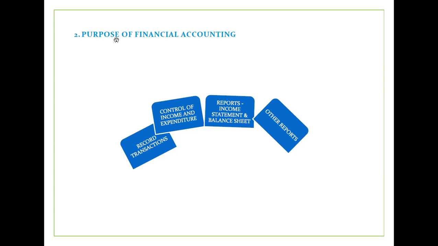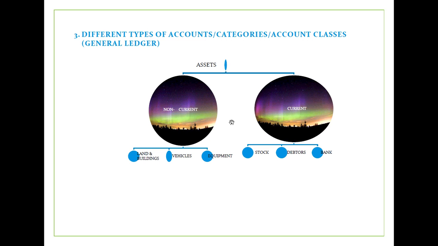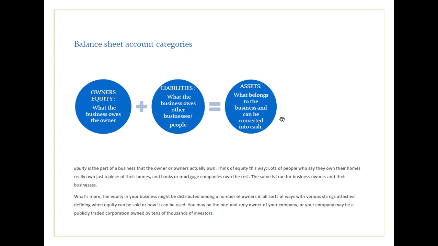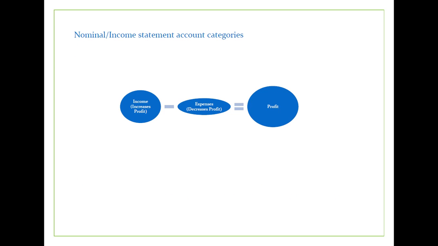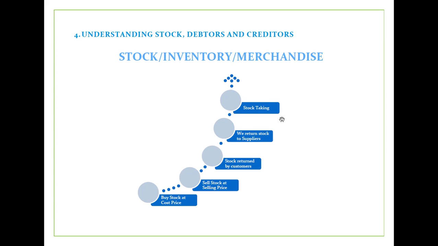Then we also talk about purpose of financial accounting. What is the purpose behind it all? Is it just for record keeping? Is it for control and expenditure? Is it for reporting? What is the functions behind it? We look at assets, non-current and current assets. We discuss that and we explain that when it comes to a company that is functional.